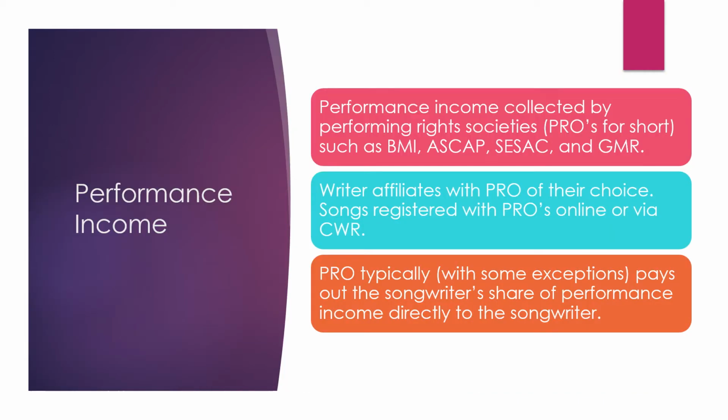Performance income is collected by performing rights societies, PROs for short, such as BMI, ASCAP, SESAC, and GMR. The writer will affiliate with the PRO of his choice, and songs will be registered with the PROs online or via CWR. The PRO typically, with some exceptions, pays out the songwriter share of performance income directly to the songwriter.